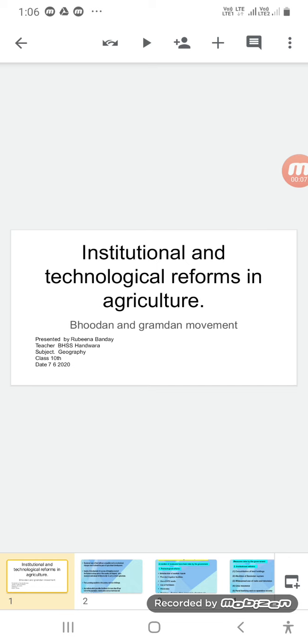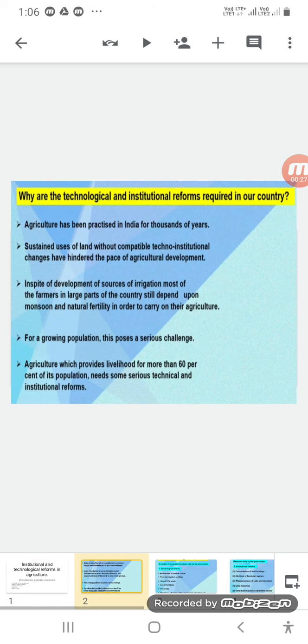Today, I'm with the third lecture of your chapter number 4, that is agriculture, and the topic for today's lecture would be institutional and technological reforms in agriculture. Here, we will also discuss Bhudan and Gramdan movement. Let us go to this, that firstly, why do we need technological and institutional reforms? Why are these technological and institutional reforms required in our country?